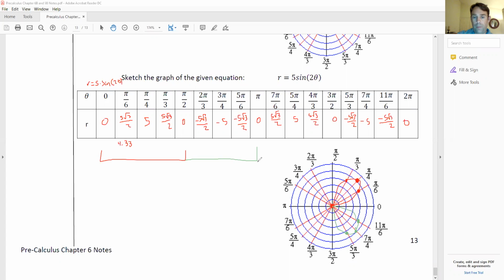All right, I'll try purple from here for the next little bit. So at 7 pi over 6, I'm at 5 root 3 over 2, so that's going to put me back at 4.33 again. So I'm curving it out. And then at 5 pi over 4, it's 0. And then 4 pi over 3 is 4.33. So when I graph this one, it looks like this.